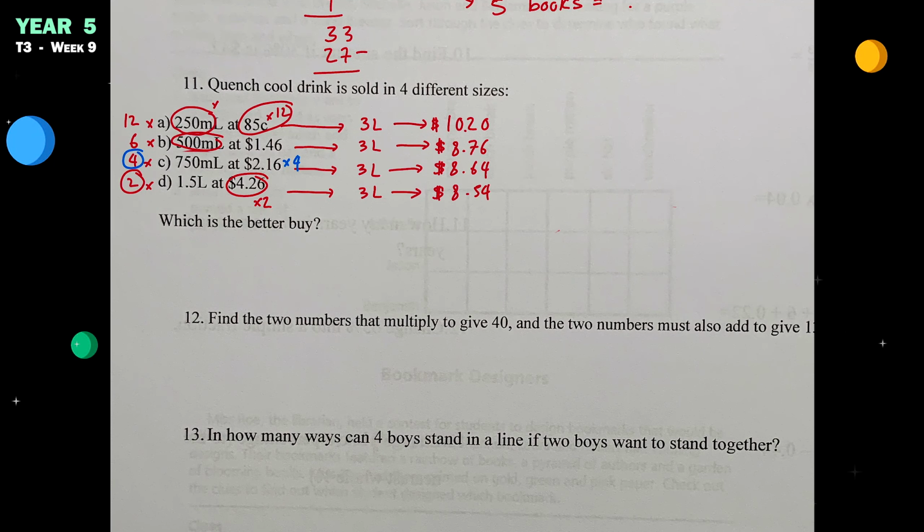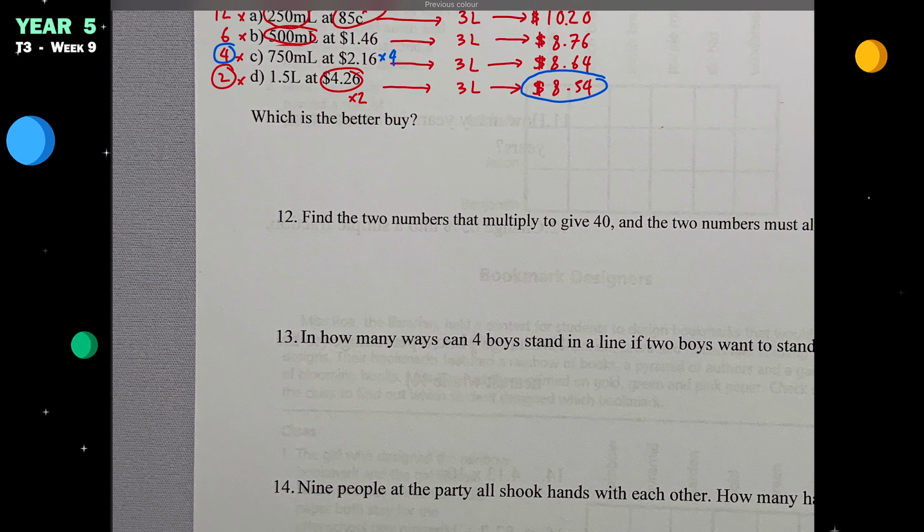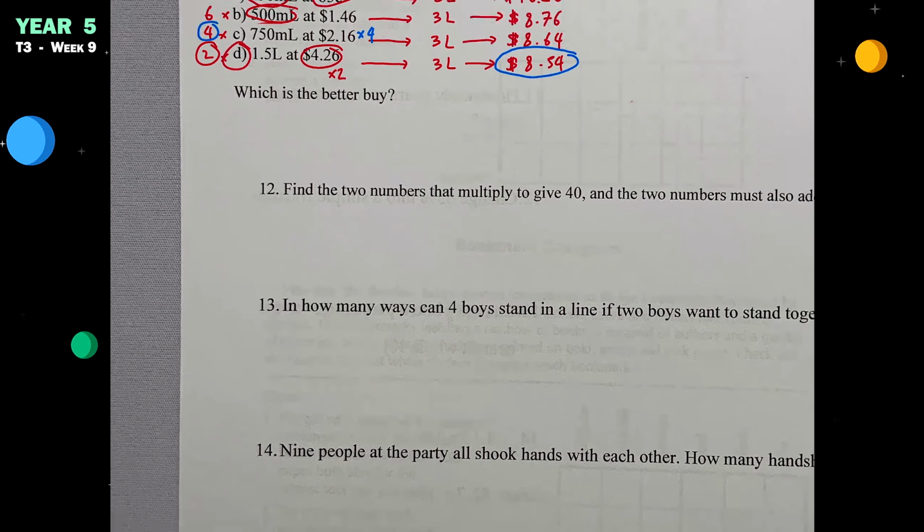So the best buy is obviously this guy, the last option. Which is the better buy? Well, the answer is, if you want, just circle D. If you want, you can do that.